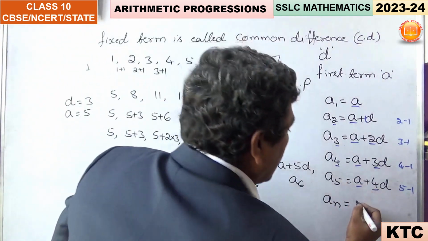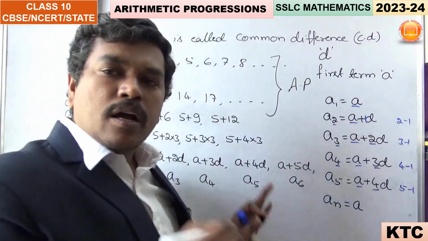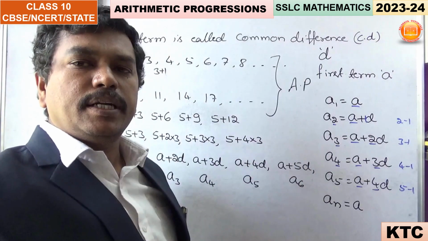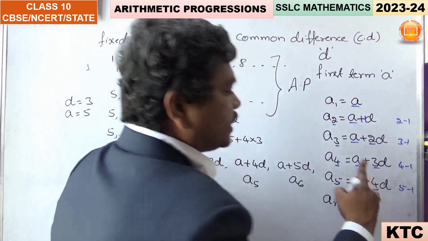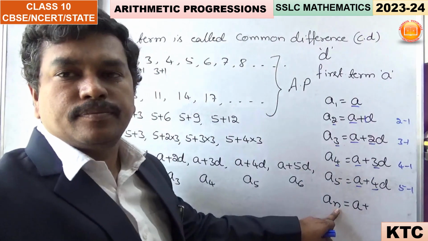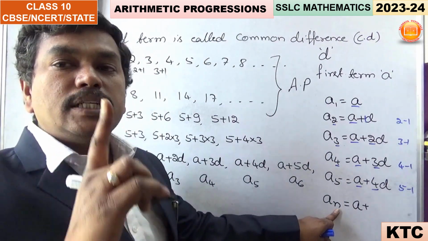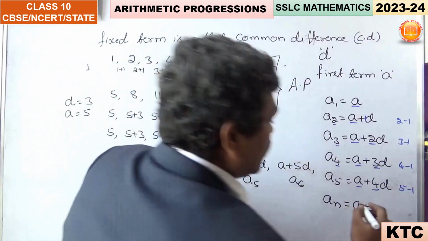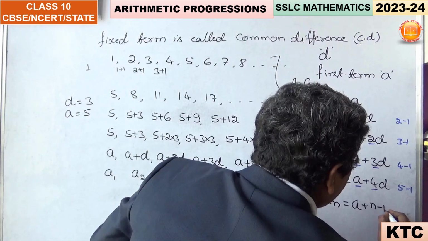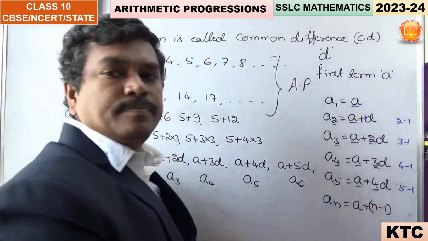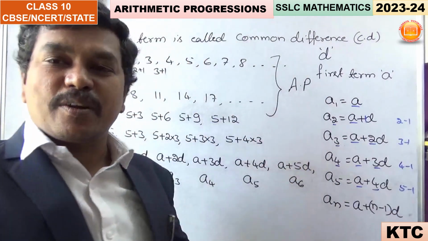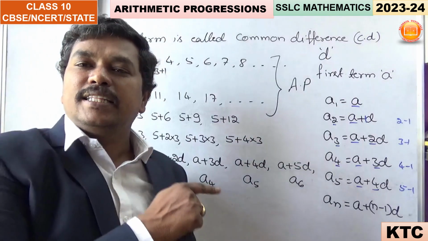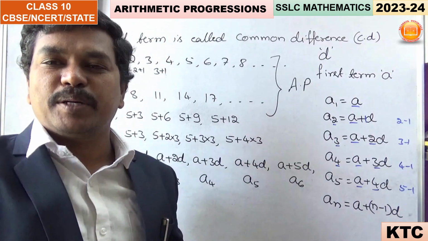And here we have to write A, the first term, which is common in any term, and also plus, less than this number. That means you have to subtract 1 from this number. That means here we have to write N minus 1 into D. So you observe, you get the nth term of the arithmetic progression.